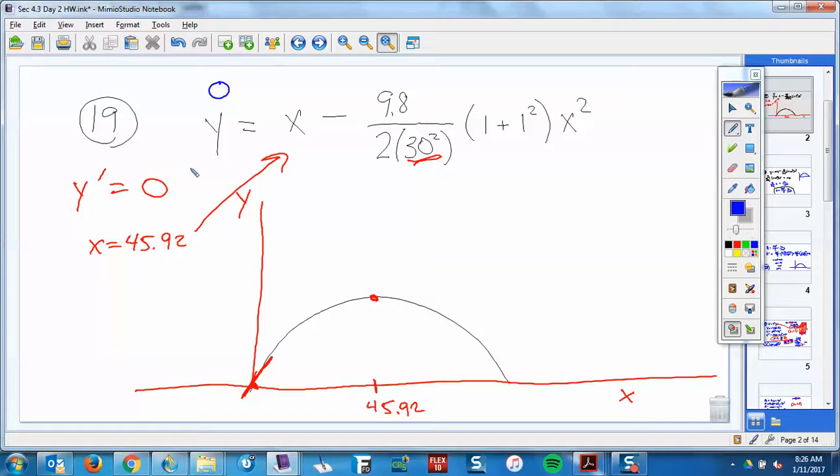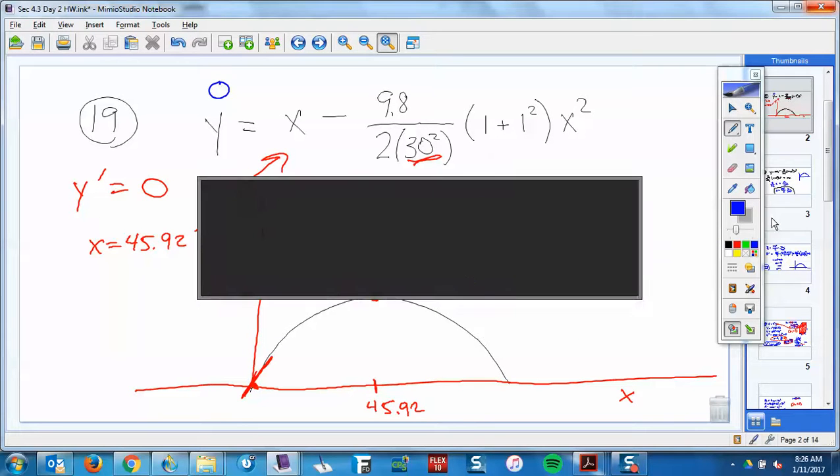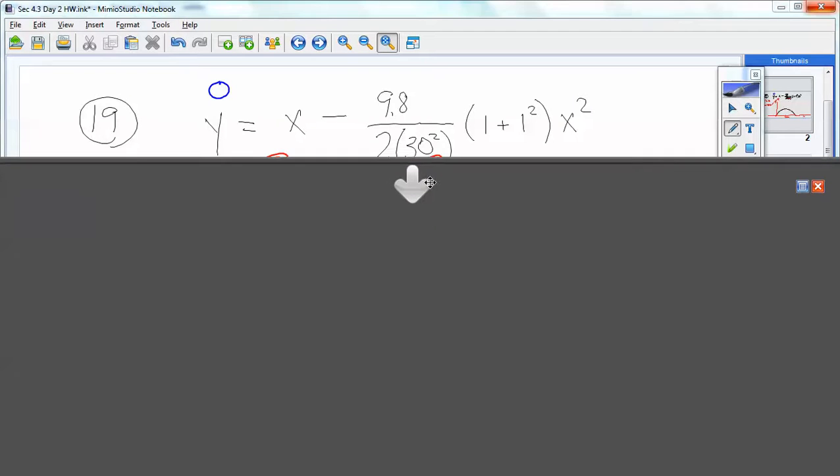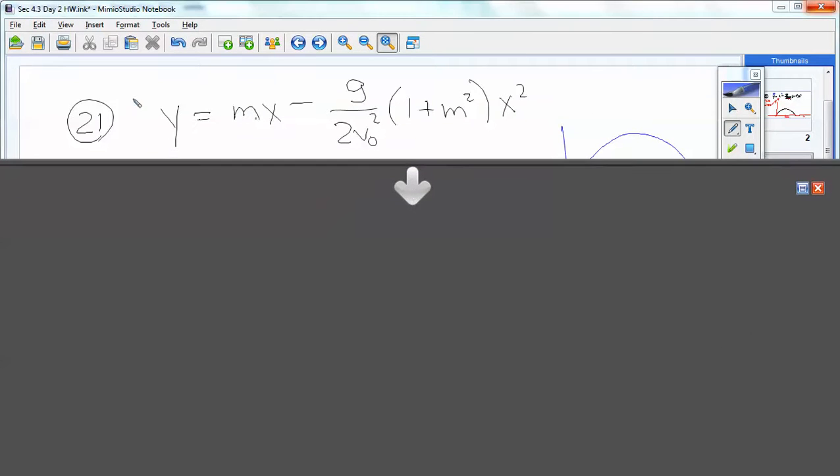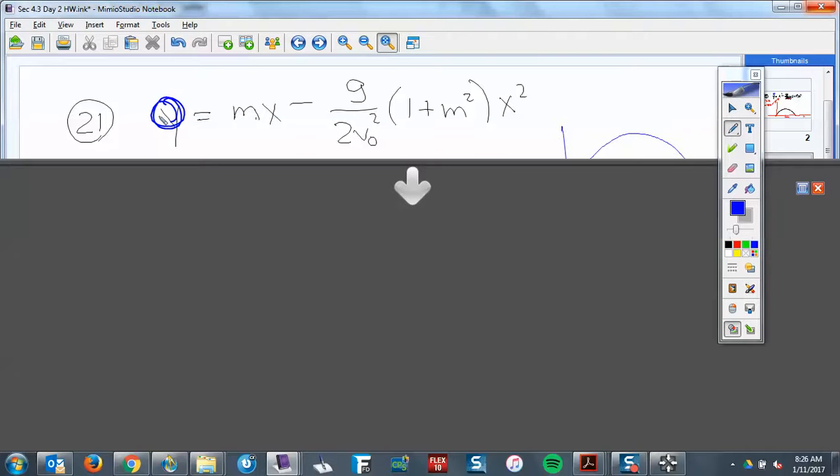To find out where it lands, you put a 0 in for the y, because that's when it's on the ground, and then you solve for x. But they call it R. So all we're going to do is put a 0 right here and solve this for x. Okay, so that's going to be part A. Now notice I put all these letters back in because we're going to do a different scenario here. So I put g back in, v sub 0, whatever.